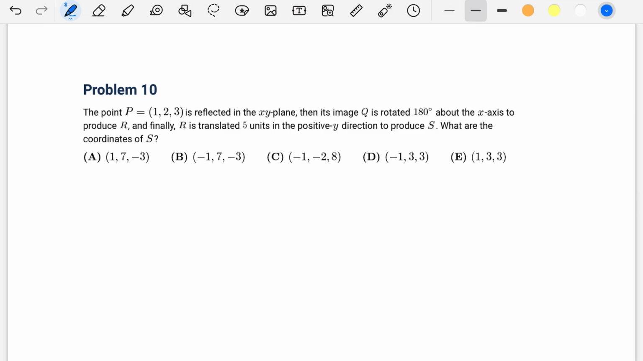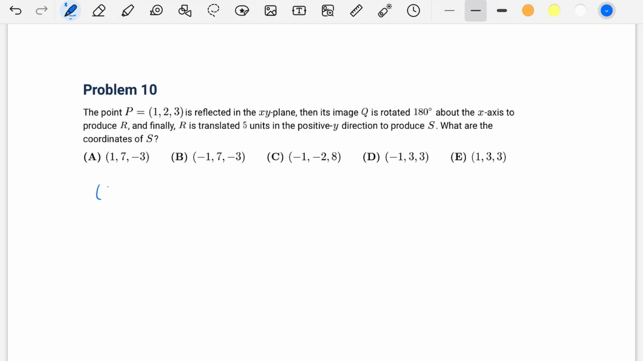Problem 10. The point P equals (1, 2, 3) is reflected in the xy plane. Then its image Q is rotated 180 degrees about the x-axis to produce R. And finally, R is translated 5 units in the positive y direction to produce S. What are the coordinates of S?